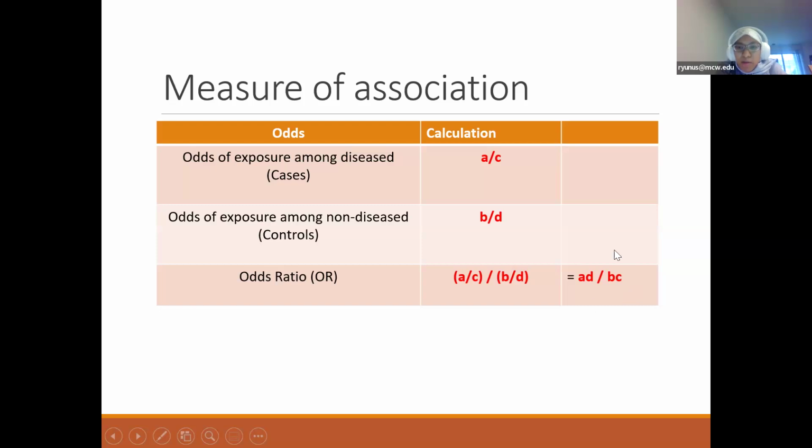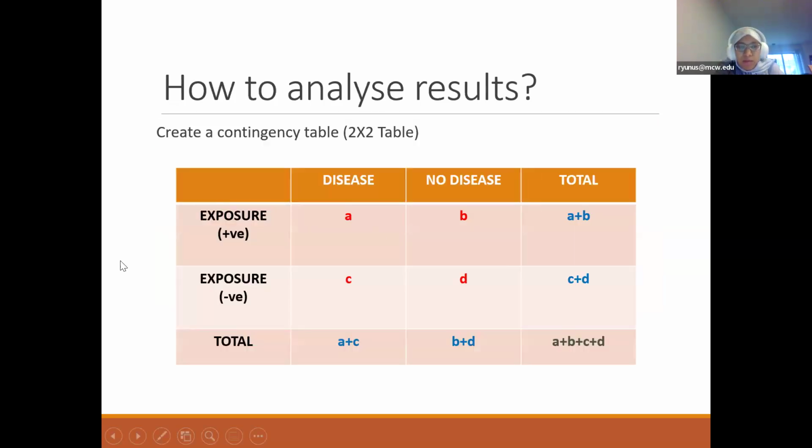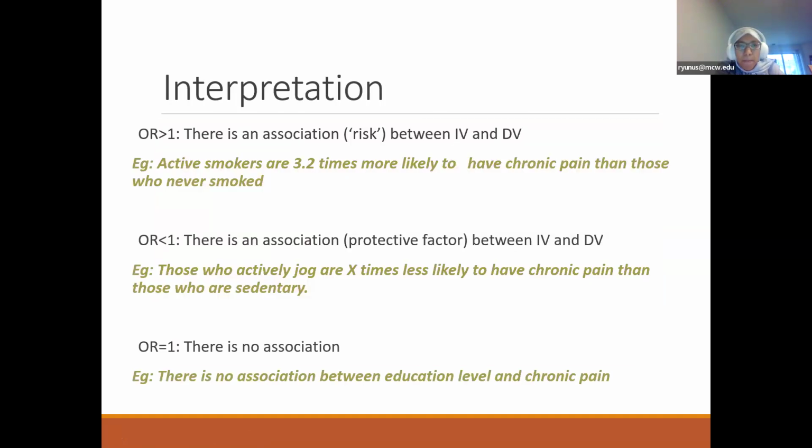Some people just memorize this formula when they have the 2 by 2 table. When they want to calculate the odds ratio, they just make sure that they memorize this formula. But of course, as much as it's important for you to know the formula, I also want you to understand how you get to that stage. And this table, I want to repeat, is really important for you to understand. Now the interpretation.